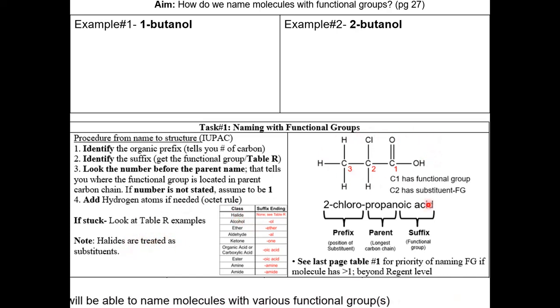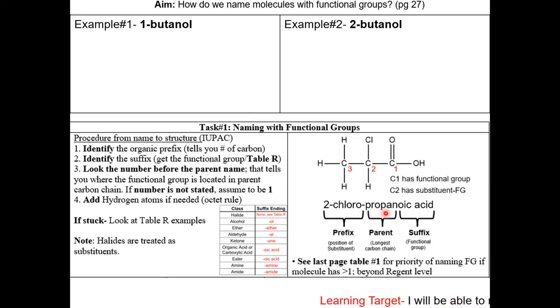In this example, the "oic acid" tells you that the molecule has an organic acid functional group. The prefix "prop" comes from Table P. It tells you that the parent chain has 3 carbons. "Ane" tells you that there are only carbon-carbon single bonds. "Chloro" is the halide constituent that is on carbon 2. That is how we got the name 2-chloropropanoic acid.